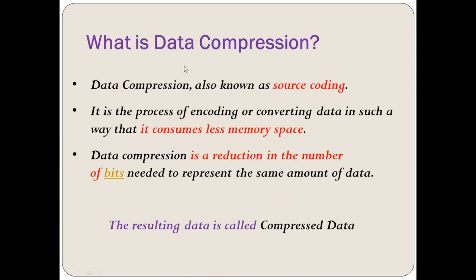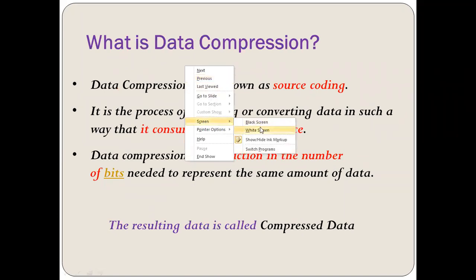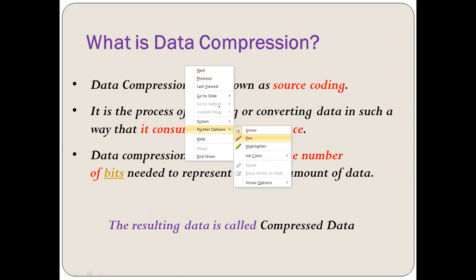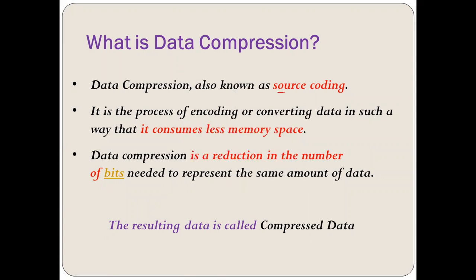Now, the first thing is, what is data compression? It is also known as source coding. We can say that data compression is whenever we reduce the number of bits required to store a particular amount of data. That particular process is called data compression. That means compression means we are reducing the size of data, the number of bits required to store the data.